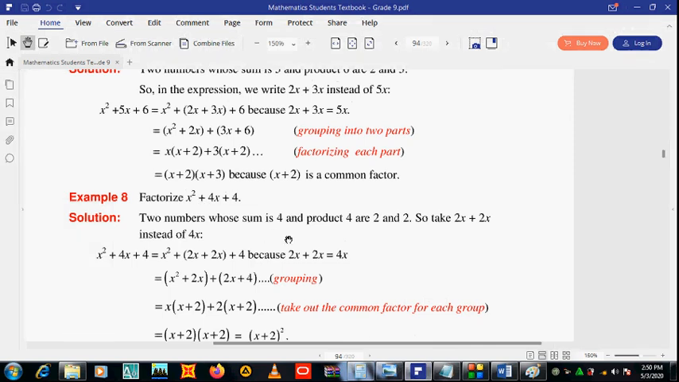Bravo, let's proceed. Then factorize x squared plus 4x plus 4.